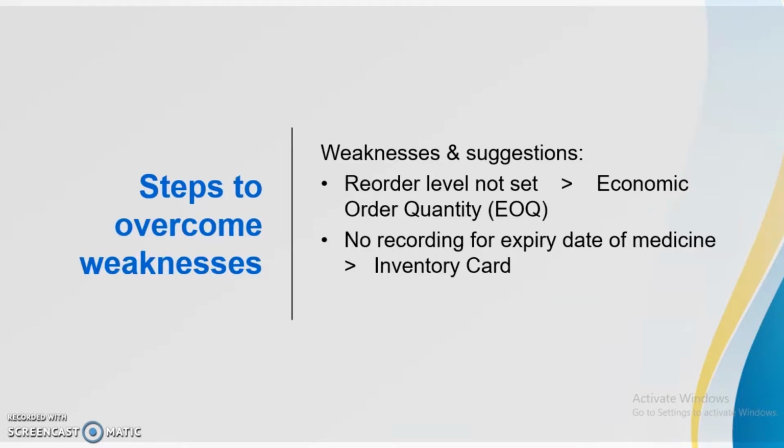Next are the steps to overcome the weaknesses. The weakness is that the reorder level is not set, so we come up with a suggestion to set an economic order quantity. Next, the weakness is that there is no recording of the expiry date of medicine. And the next suggestion we come up with is to have an inventory card to record the expiry date of medicine.